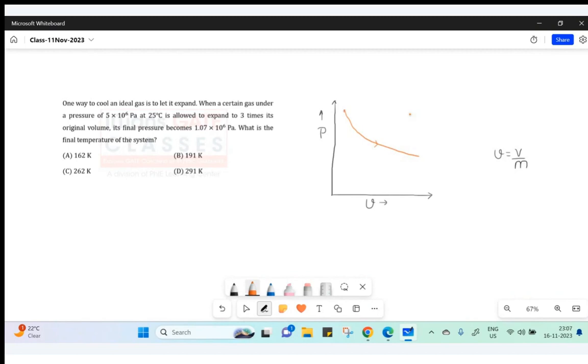This is, let us say, my state point one. This is my state point two. During the expansion process, gas will expand. Its volume is going to increase and its pressure is going to decrease.